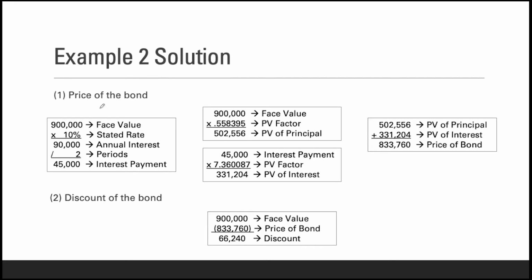So jumping to our solution here, taking that face value amount of $900,000, multiplying it by the stated rate of 10% to get our annual interest payment of $90,000. However, keep in mind, we're paying out interest twice during the year, so divide that by 2 periods. So each interest payment comes out to $45,000.